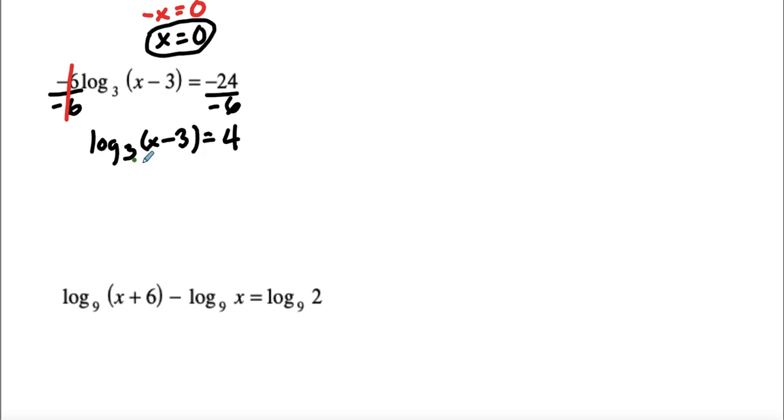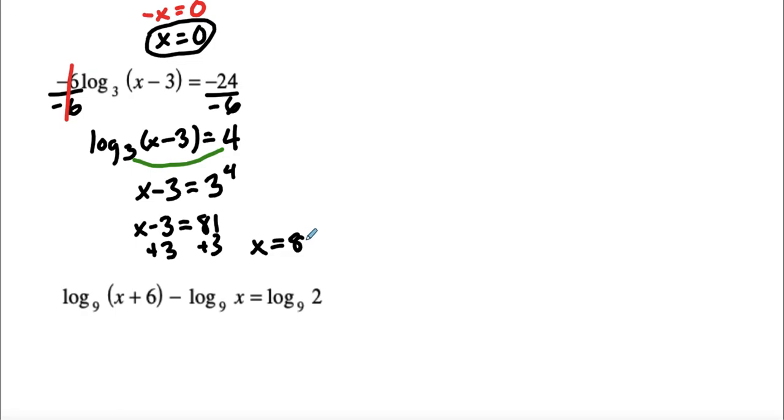Now how you do that is the 3 becomes the base. This 4 is going to go up to the exponent. And that's going to be equal to x minus 3 on this side, 3 to the 4th power here. Now 3 to the 4th, maybe you know it by memory if you've been practicing this, but if not, it's 81. We're going to add 3 to both sides, and we get our answer that x equals 84. And this one is now done.